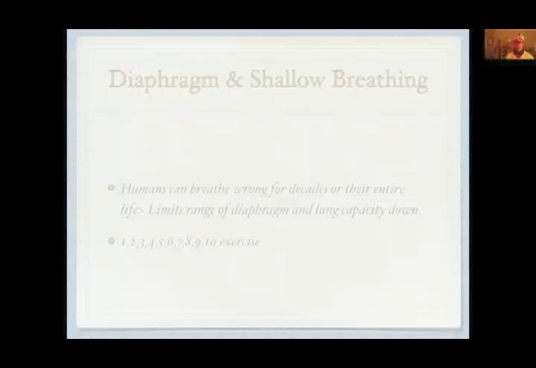One exercise that you can do to help improve your diaphragm and lung capacity is the 1 to 10 exercise. So you're going to breathe in through the nose as deeply as you can, through the belly. Chest will also rise if you're breathing in as deeply as you can. And then you're going to go 1, 2, 3, 4, 5, 6, 7, 8, 9, 10.